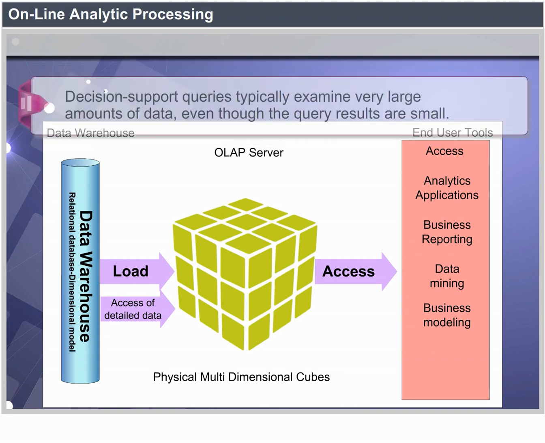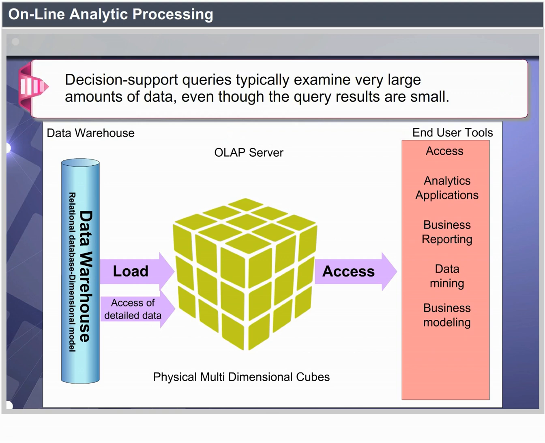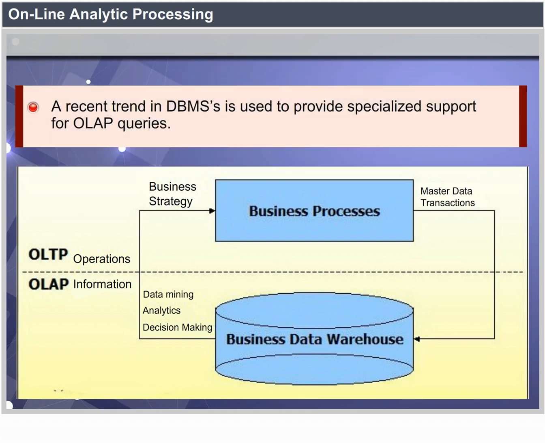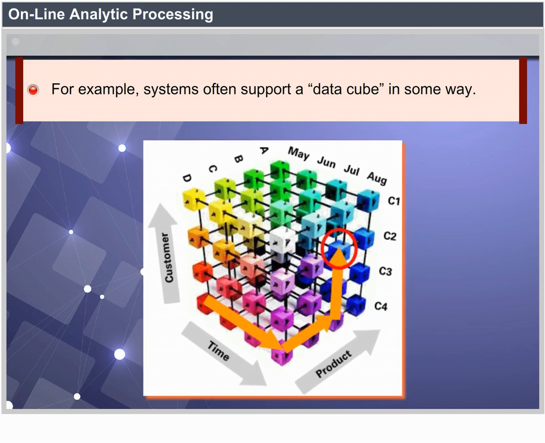Decision support queries typically examine very large amounts of data even if the query results are small. In contrast, common database operations such as bank deposits or airline reservations each touch only a tiny portion of the database. The latter type of operation is often referred to as OLTP, Online Transaction Processing. A recent trend in database management systems is to provide specialized support for OLAP queries. For example, systems often support a data cube in some way.